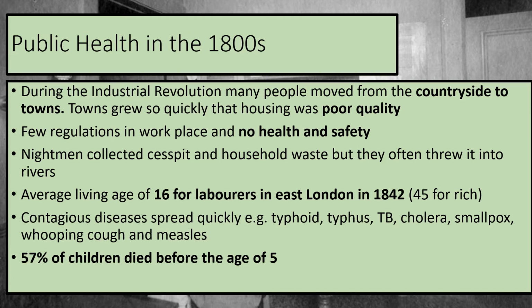Now, you might remember from lessons as well that the average life expectancy was 16 for labourers if you lived in the East End of London in 1842, and 45 if you were rich. Now, those average life expectancies are really brought down by this statistic here, with the fact that 57% of children died before the age of 5. So if we're thinking about what public health was in the 1800s, we need to think about the fact that it was this terrible time of these industrial factories, and actually ordinary people had a very tough life as a result.